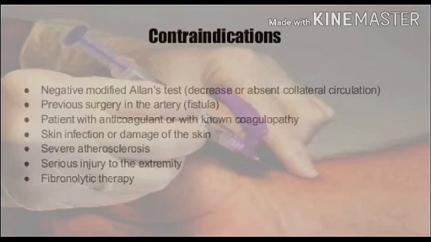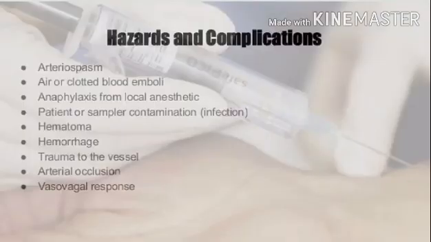Number 5. Severe atherosclerosis. Number 6. Serious injury to the extremity. Number 7. Fibrinolytic therapy. Okay guys, I already introduced the indications and contraindications of arterial blood gas analysis. Let's go to hazards and complications.